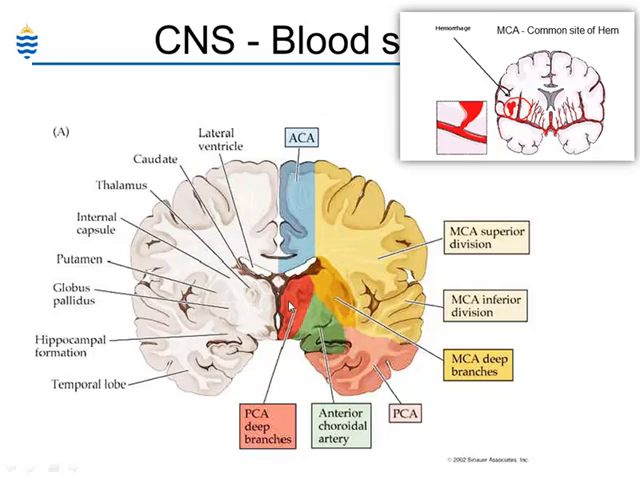The anterior cerebral artery, the middle cerebral artery, the posterior cerebral artery, what are all the areas? The commonest site is the deep penetrating branches of the middle cerebral artery supplying the basal ganglia region. That is the commonest site of stroke, and what are all those clinical features?